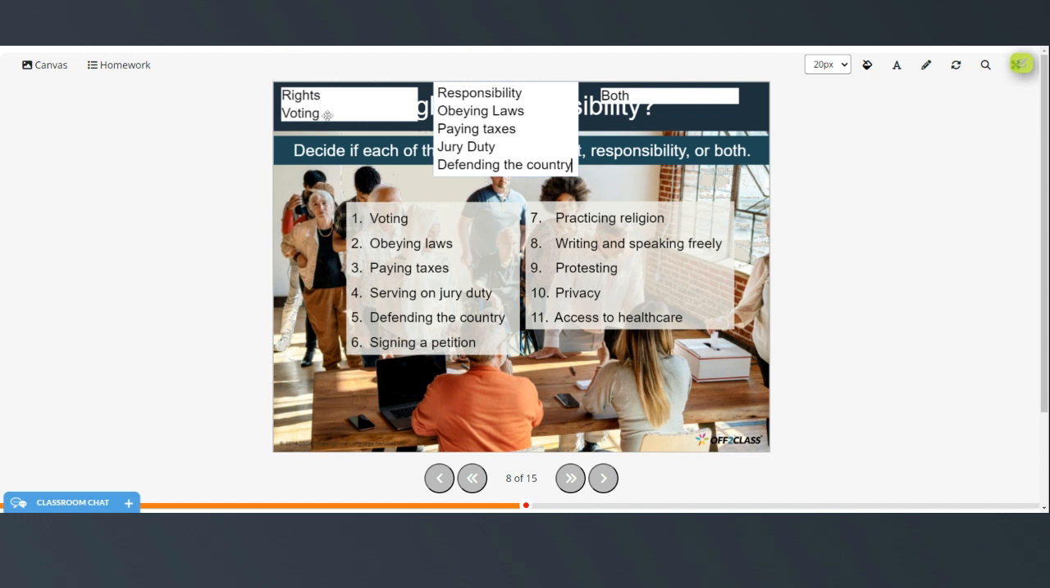Signing a petition would be a right. Practicing religion would be a right. Writing and speaking freely would be a right.